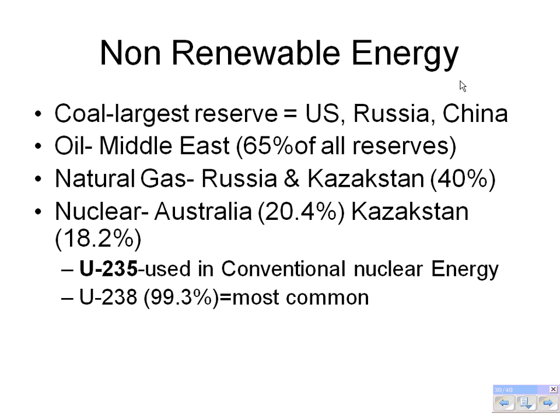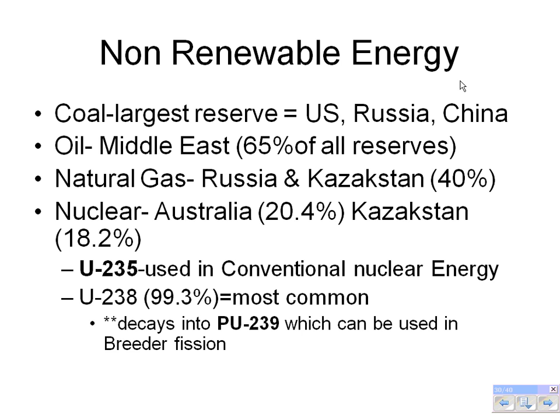But U-238 decays into plutonium-239, which could be used in breeder nuclear fission. We don't use breeder nuclear fission in the United States. We use conventional nuclear fission.